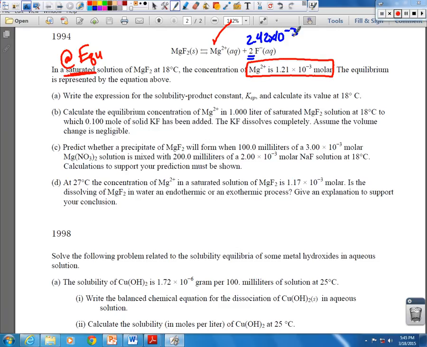The equilibrium is represented by the equation above. Write the expression for KSP and calculate its value. See if you can do it. Write your KSP and plug it in and see if you can do that. I'm going to pause the video while y'all work on that for just a second.